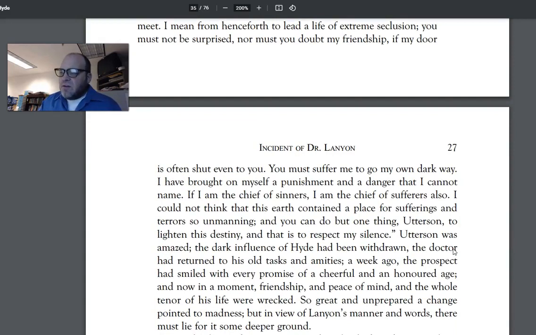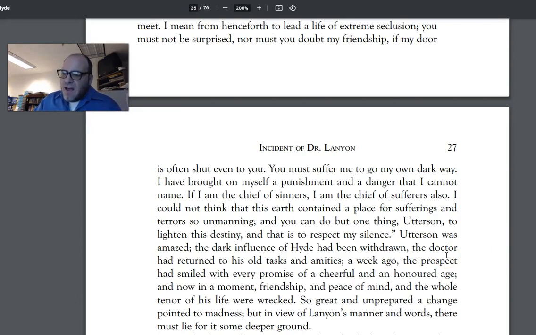If I am the chief of sinners, I am the chief of sufferers also. I could not think that this earth contained a place of suffering and terror so unmanning. And you can do but one thing, Utterson, to lighten this destiny, and that is to respect my silence. It's a weird letter. Utterson was amazed.